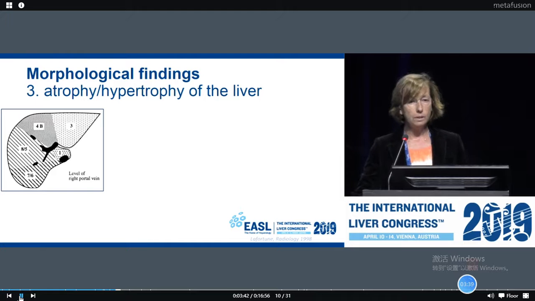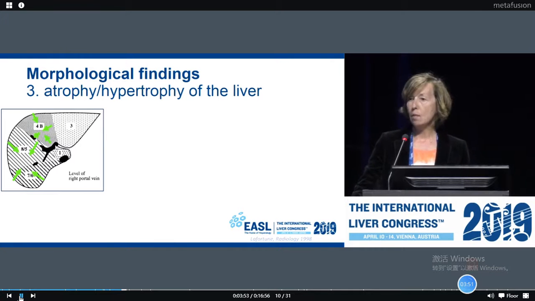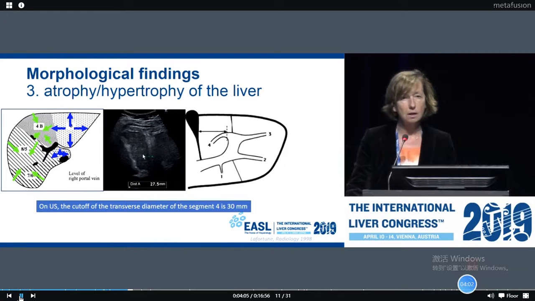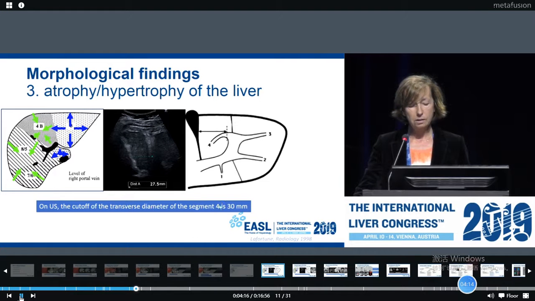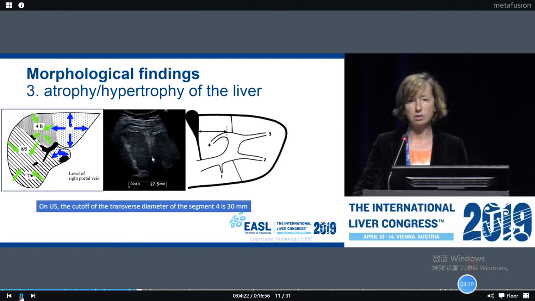We don't know exactly the reason why, but classically there is a shrinkage of the right liver as well as the segment 4, and the segment 4 is of interest because it is probably the earliest sign that affects the liver, whereas there is an enlargement of the left liver lobe and the caudate lobe. These changes can be seen on ultrasound and have been described more than 2 decades ago by Michel Lafortune. A threshold of the transverse diameter of the segment 4 is 3 centimeters in order to differentiate cirrhotics versus non-cirrhotics.